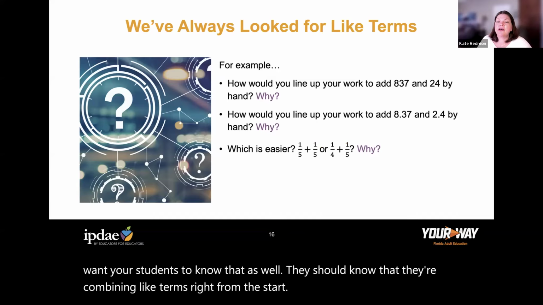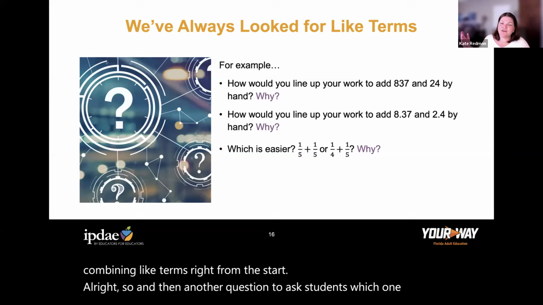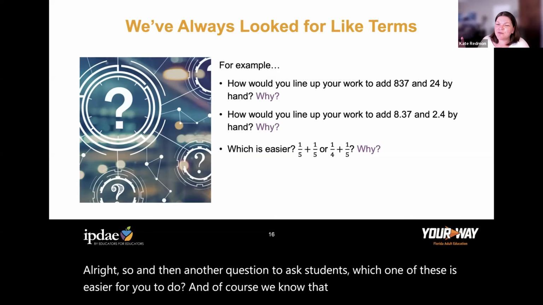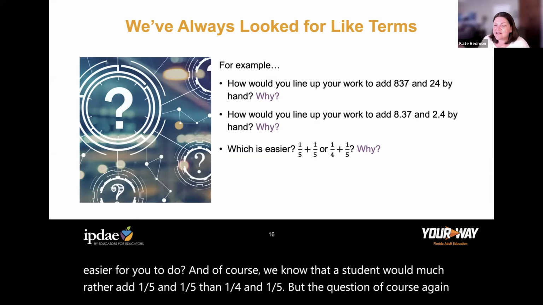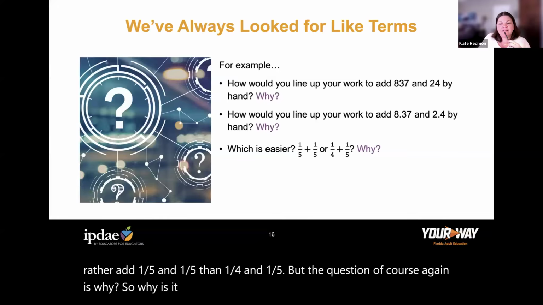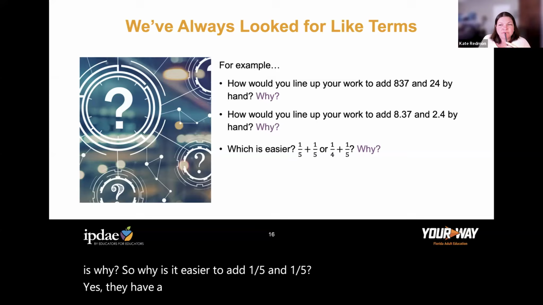All right. And then another question to ask students, which one of these is easier for you to do? And of course, we know that a student would much rather add 1/5 and 1/5 than 1/4 and 1/5. But the question, of course, again, is why? So why is it easier to add 1/5 and 1/5? Yes, they have a like denominator. And so what does that mean? Like, what does that mean to us?